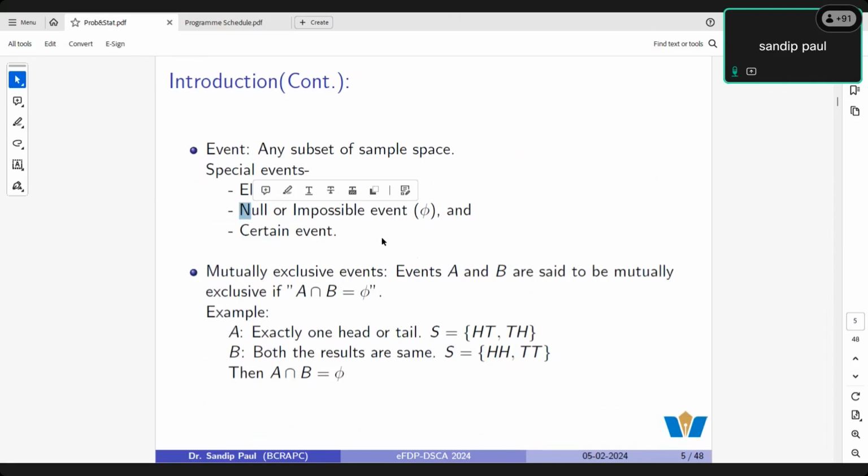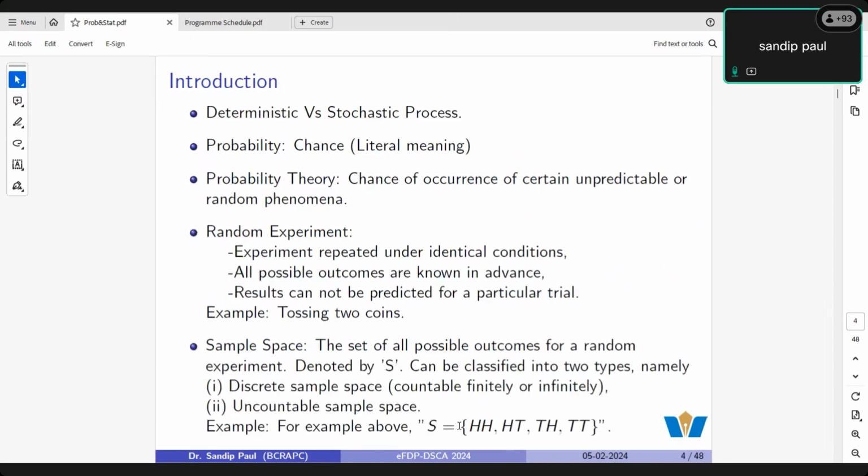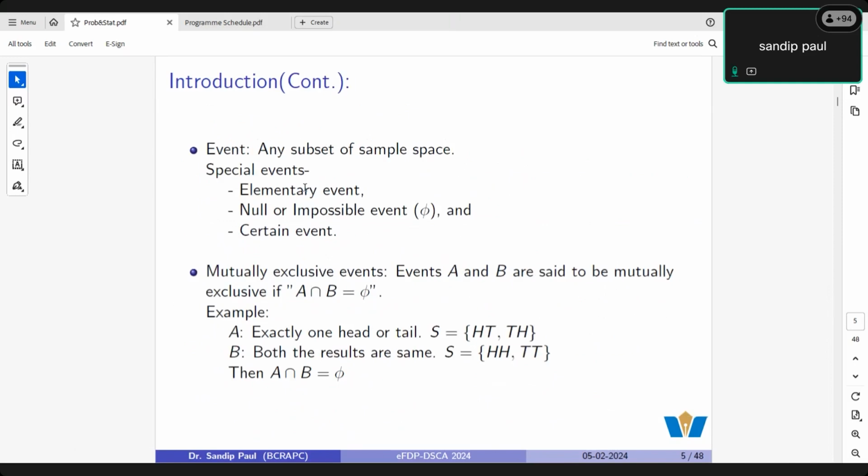And there is another type of event which will always happen. It is called the certain event. So if anyone wants to know, if we toss two coins, how many times we get head or tail, we may have either head or tail, so it will always happen. So S is the sample space. It is also a subset of S, and it will always happen if we perform the experiment. So these are the different types of events. If we consider a single outcome in the event, it is called the elementary event.